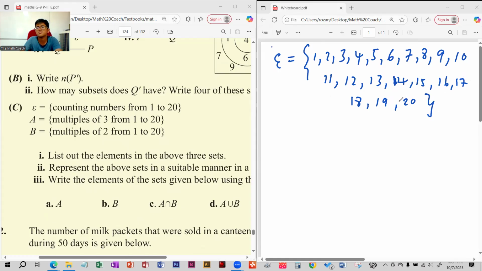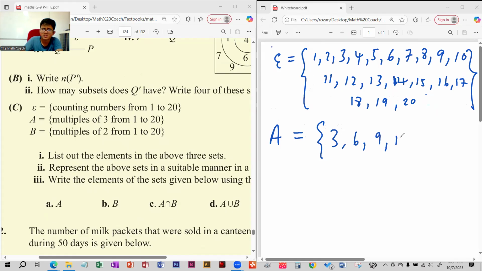All right, finished. Oh my God, that's a big one. So this is epsilon, which is going to be the entire universal set here and the numbers inside those universal sets. Okay, I know what is going to happen now. A is going to be: write all the multiples of 3 from 1 to 20. So 3, 6, 9, 12, 15, 18.